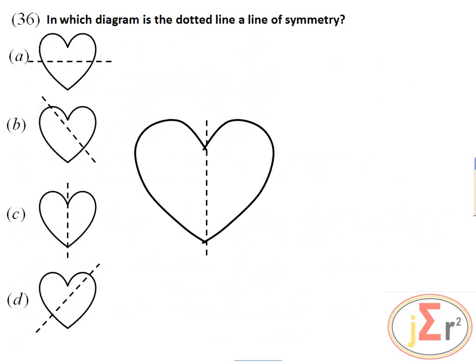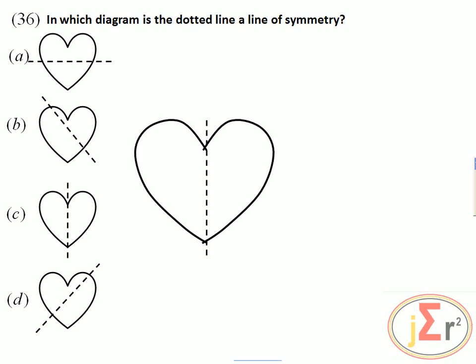In which diagram is the dotted line a line of symmetry? Option C. Option C. Why do you say that it is a line of symmetry, Jerry? Because it has two halves. Because it is the only one that divides the object into two halves.